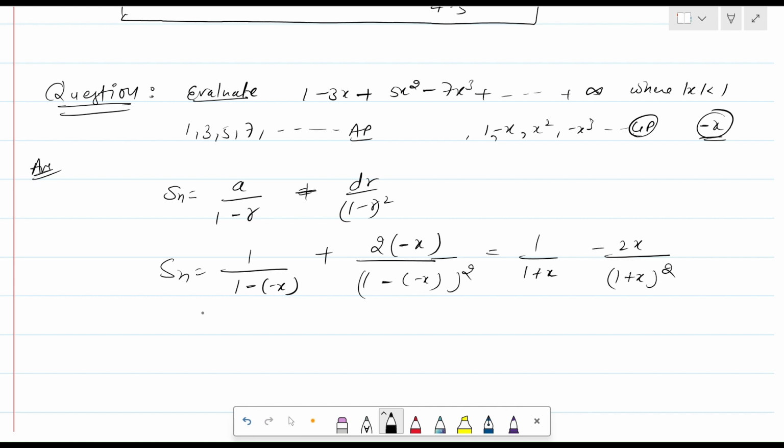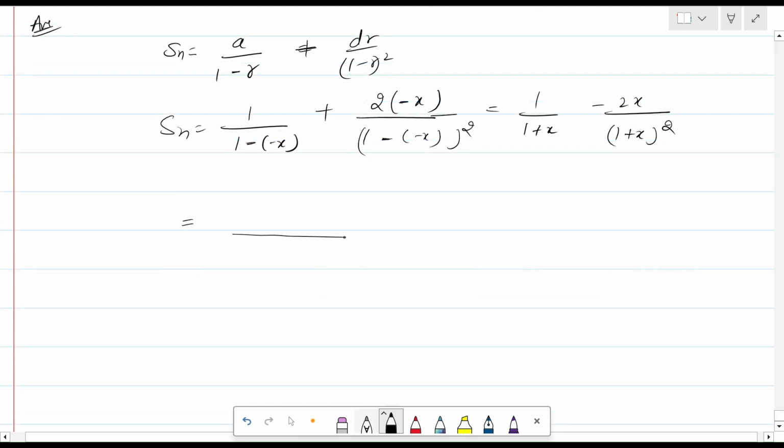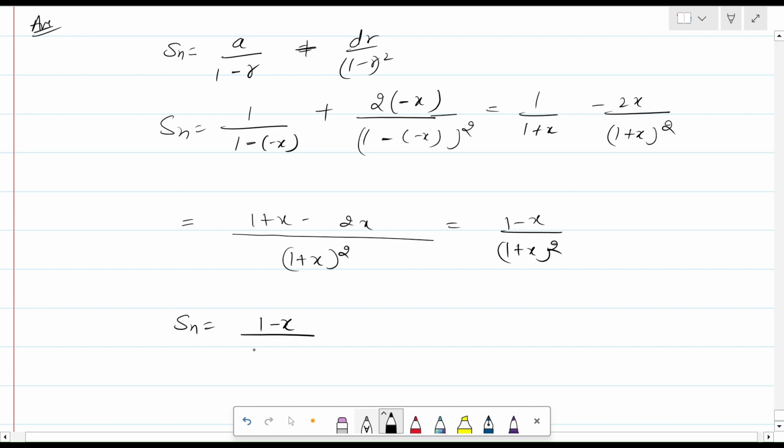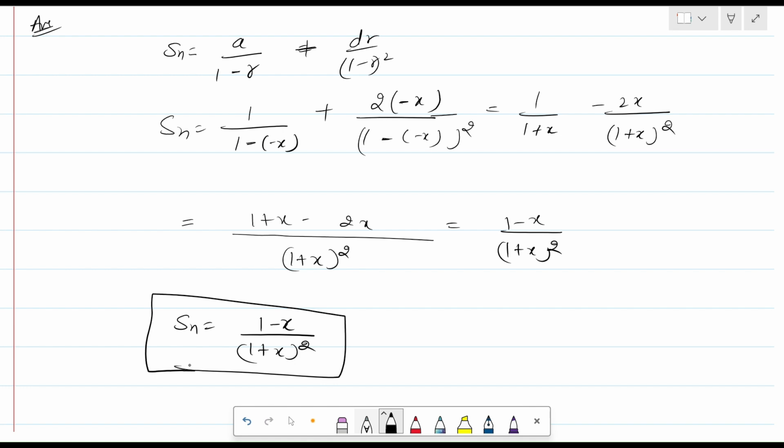Then what will it be? So if I'm taking the LCM, then it will be 1 upon x square. Then here 1 plus x minus 2x plus x whole square. So what will be the Sn? Sn is 1 plus x whole square. Okay. So now we have another question.